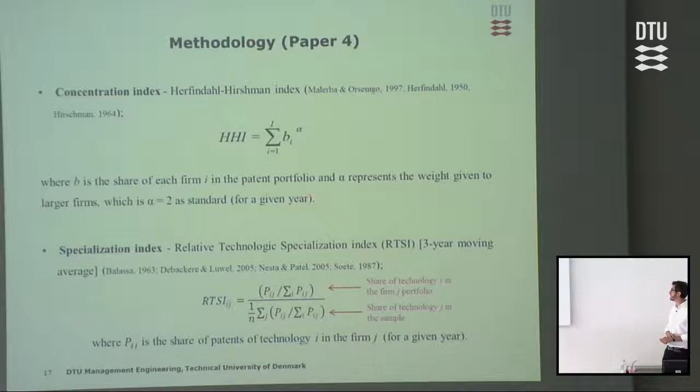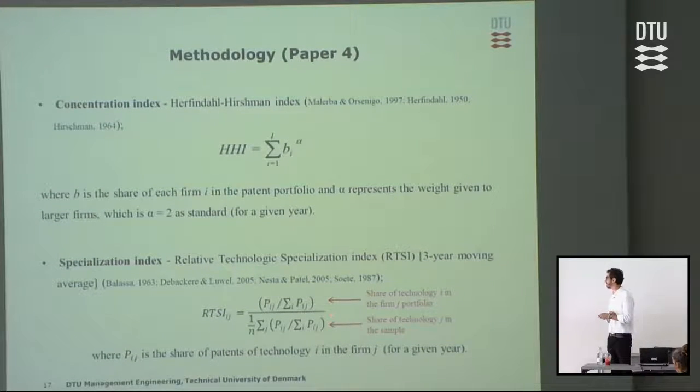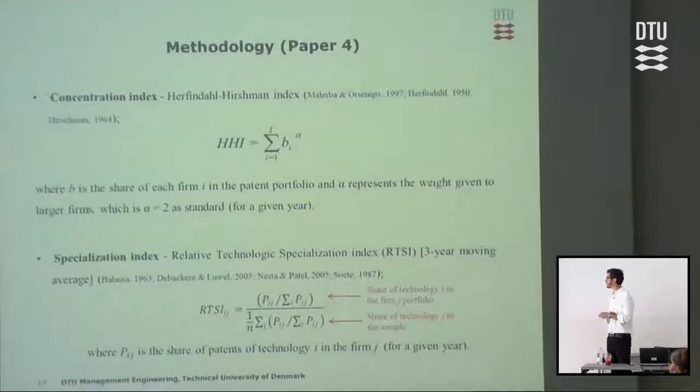We use basically two indexes. The Herfindahl-Hirschman index is a concentration index, and the relative technology specialization index, which is a measure of how specialized each firm is in each technology compared with the other firms in the sample. So in the numerator we have the share of the technology, one of those technologies, in the firm, and the denominator is the average of the share of this technology in the whole sample.